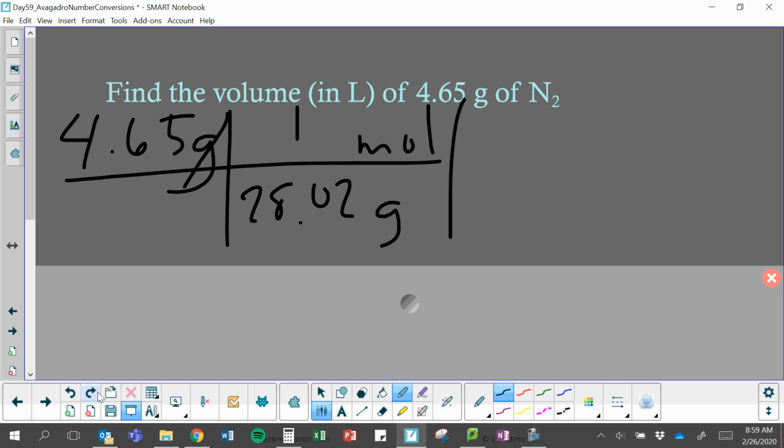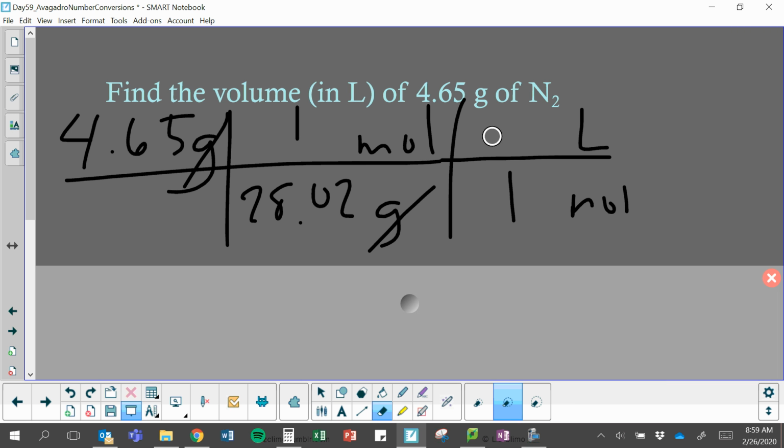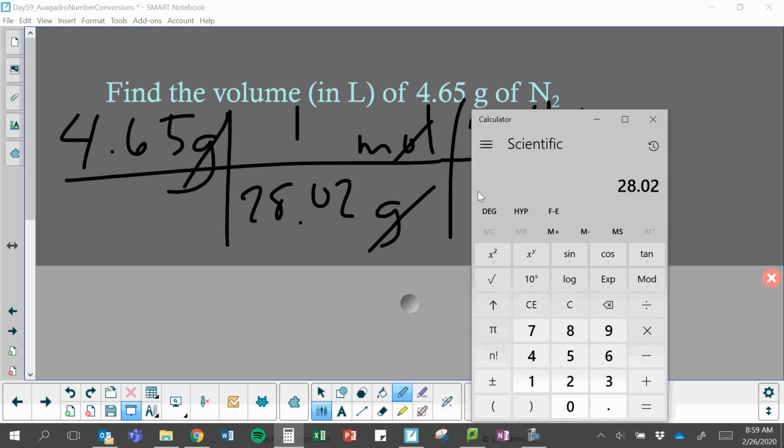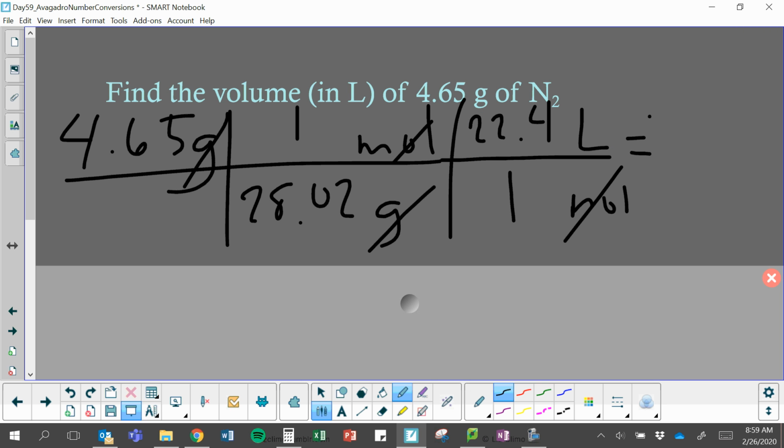Oops. Let's redo that. So now our moles can cancel. We're left with liters. We're going to do 4.65 times our 22.4 divided by 28.02. And we have 3 sig figs this time, so we're going to round this to 3.72 liters.